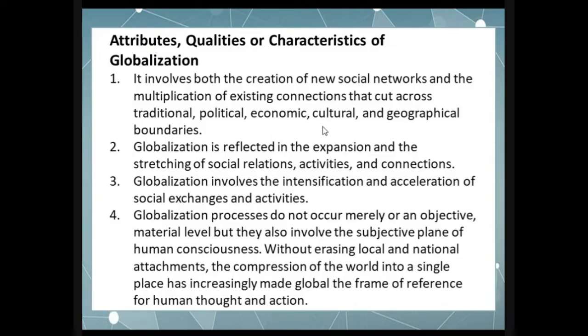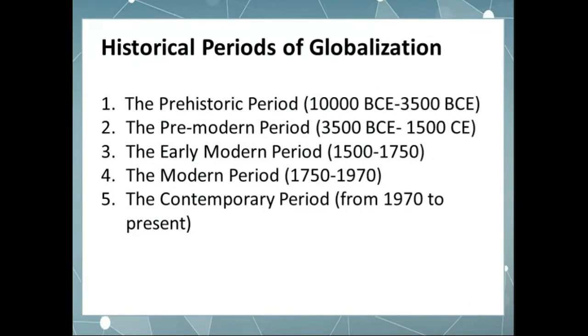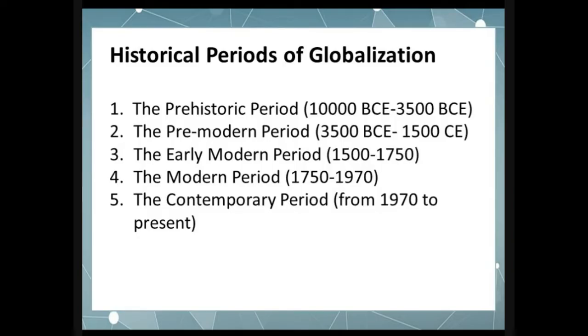scopes. History of globalization, or the historical period of globalization, wherein we have the following: the prehistoric, pre-modern, early modern, modern, and contemporary period. Dito sa prehistoric period, andyan pa lang yung mga hunters and gatherers. They spread around the globe, pero meron pang geographical limitation.